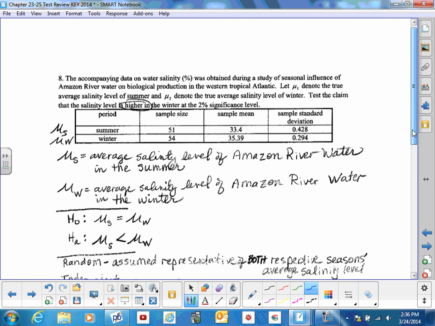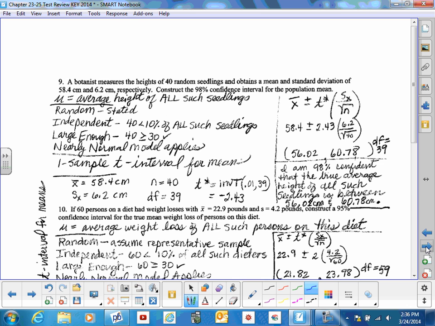Number 8, I don't think I had any questions on that one. The thing I wanted to point out on 9 and 10 is to please not forget that when you make an interval, you need parameter and assumptions. You cannot leave off the P and the A of the PANIC model and just do the interval. Actually, you might even leave off the N. You do not leave those off.